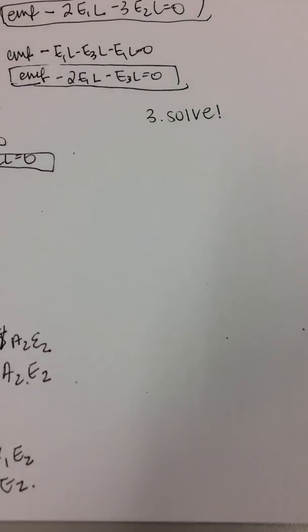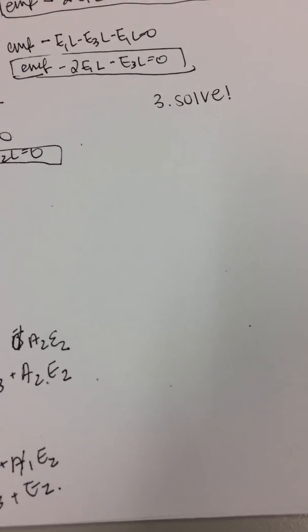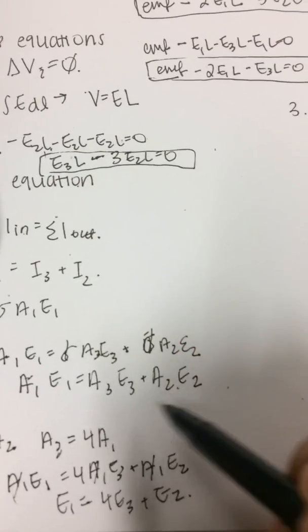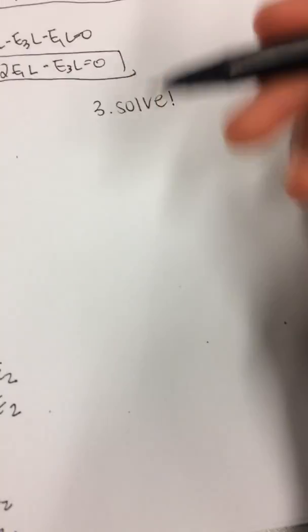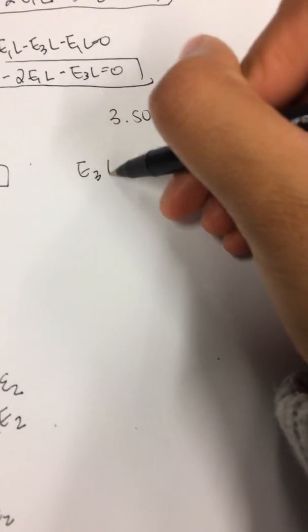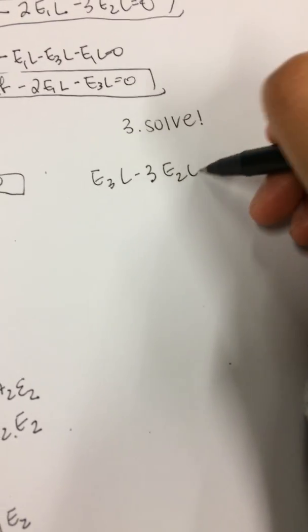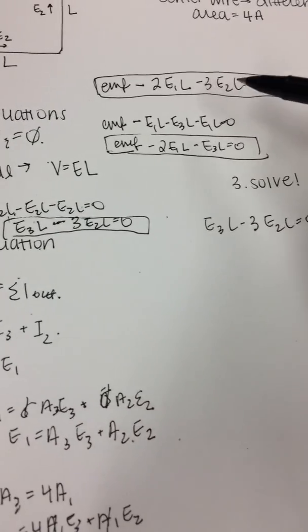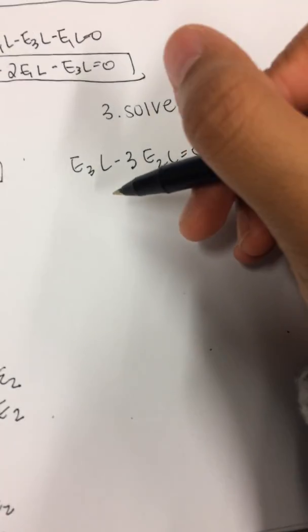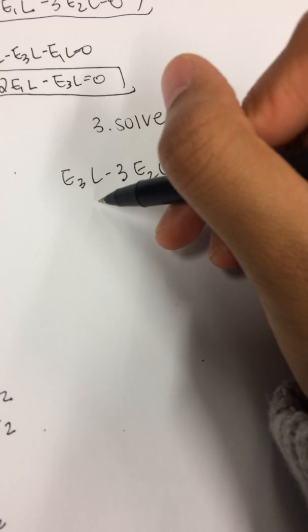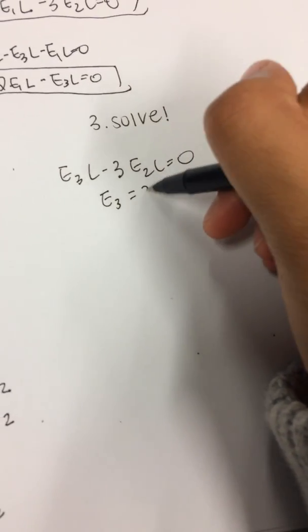And then the third part of the question asks you to solve your systems of equations using the node rule and the loop rule to find the values of E1, E3, and E2. So you can go ahead and do that by setting the equations equal to each other. So you know that E3L minus 3E2L equals 0 from right here. And so if you set that equal to each other, then you have E3 equals 3E2 when it's simplified.